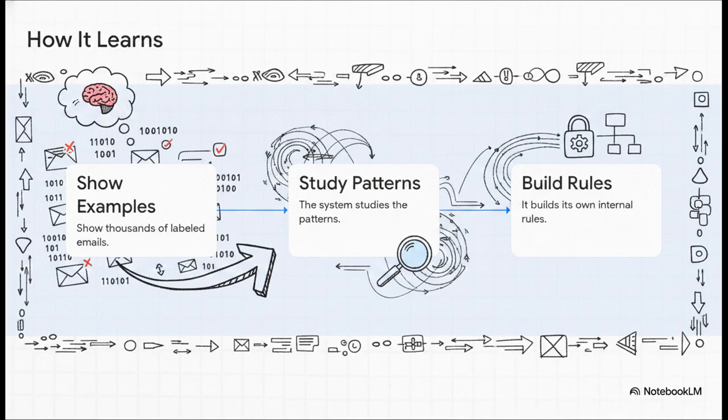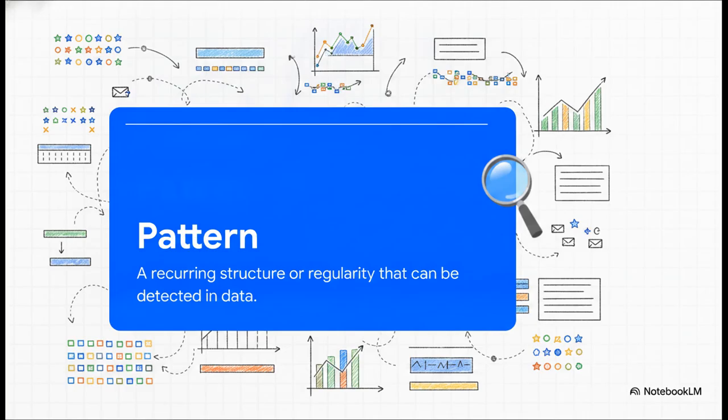Step 1. Instead of writing explicit instructions, you feed the system thousands, maybe even millions of examples. Think of emails already labeled by humans as spam or not spam. Step 2. The system studies those examples. And Step 3, and honestly, this is the real game changer, the system builds its own internal rules based on what it just observed.